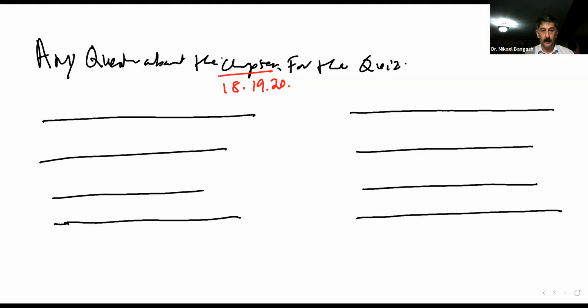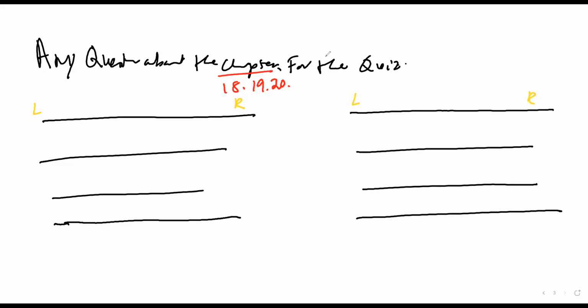Now we can say that, yes. Mainly it's okay just to label something, because this is the left side of your screen. This is the right side of your screen. This is the left side of your screen. This is the right side of your screen. Did that make sense? Yes, it did. Good.